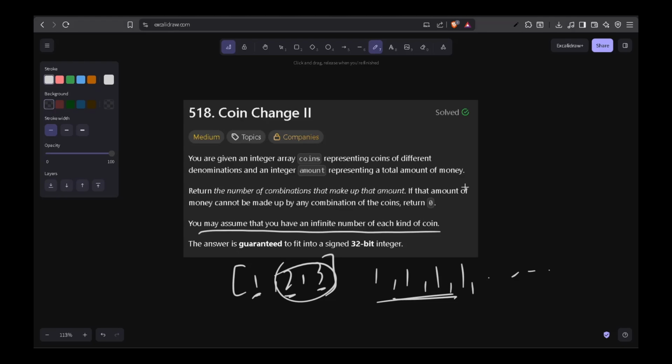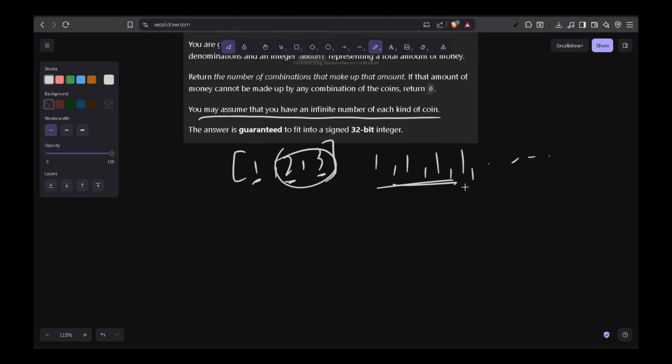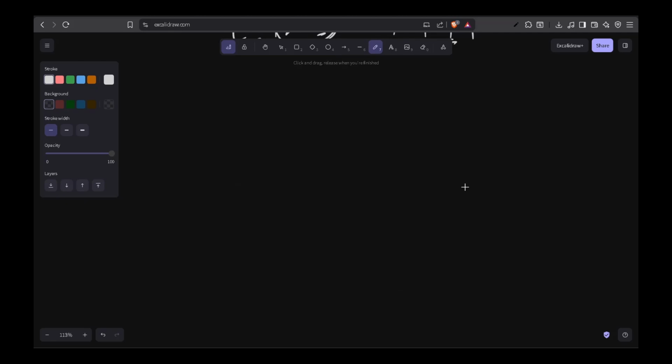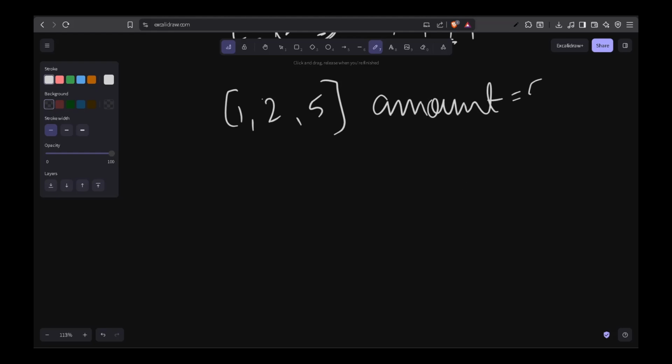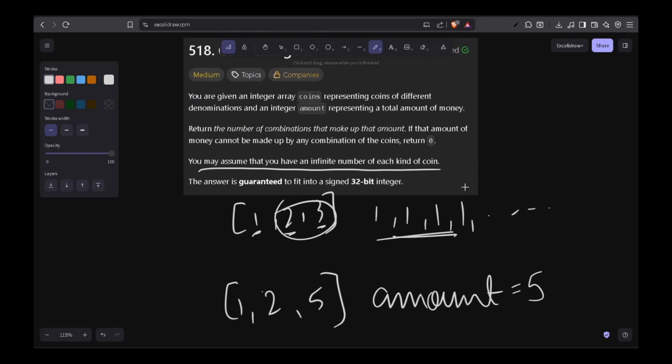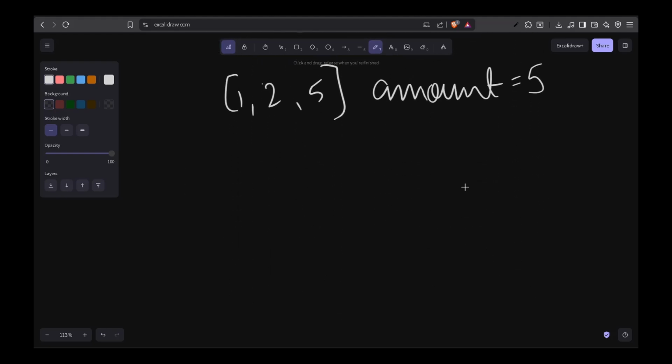Now say an example is 1, 2, and 5, and the amount we have to make is 5, right? Let's first understand what this combination word means. So in this question, by combination they mean that how can we make 5 using these numbers?